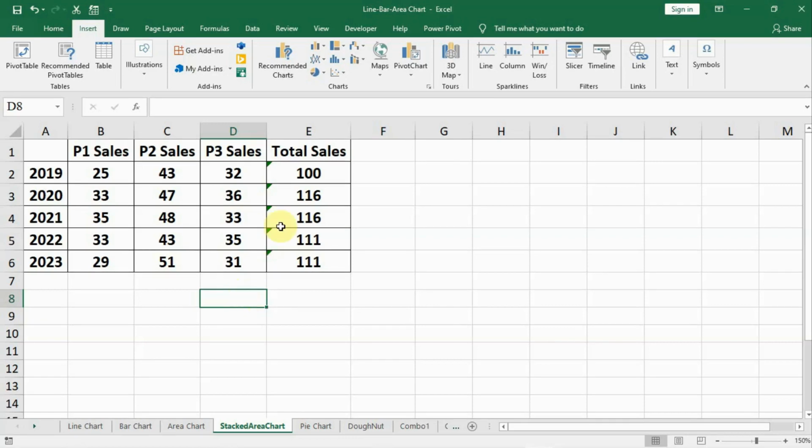So friends, in this lecture we will learn about a stacked area chart and the advantages and conditions in which we can use a stacked area chart. Now you can see on the screen there are sales of three products, product P1, P2, P3, and the total annual sales of different years 2019, 20 and similar.